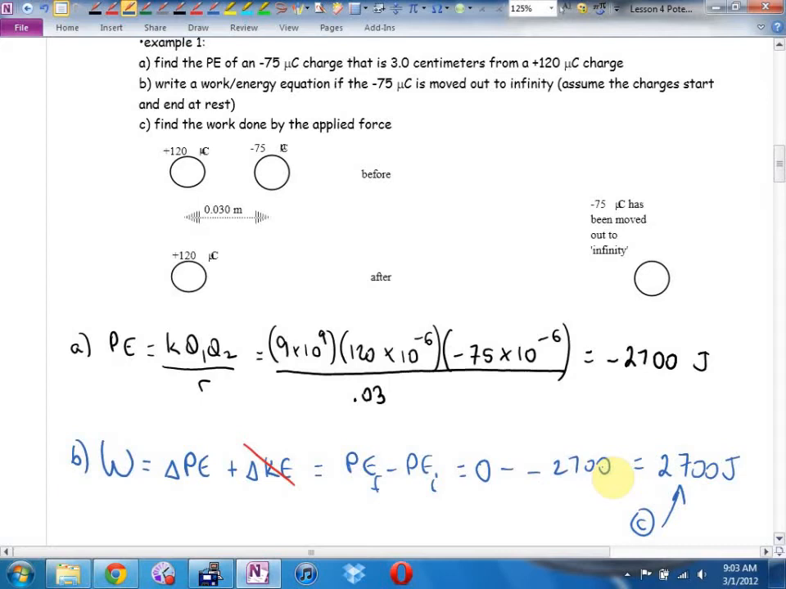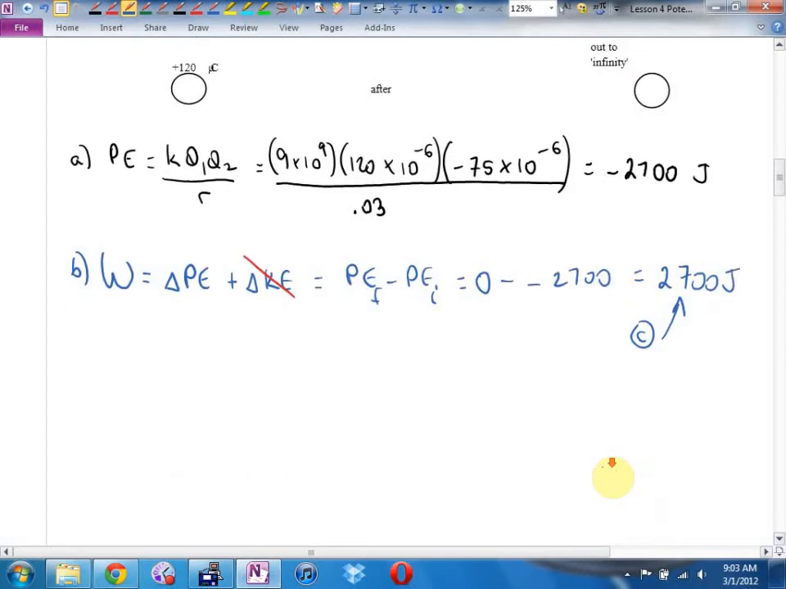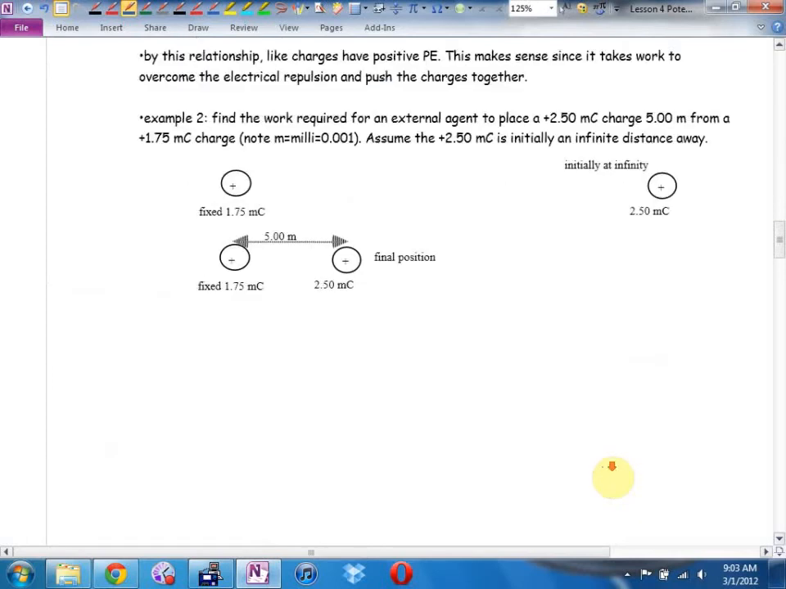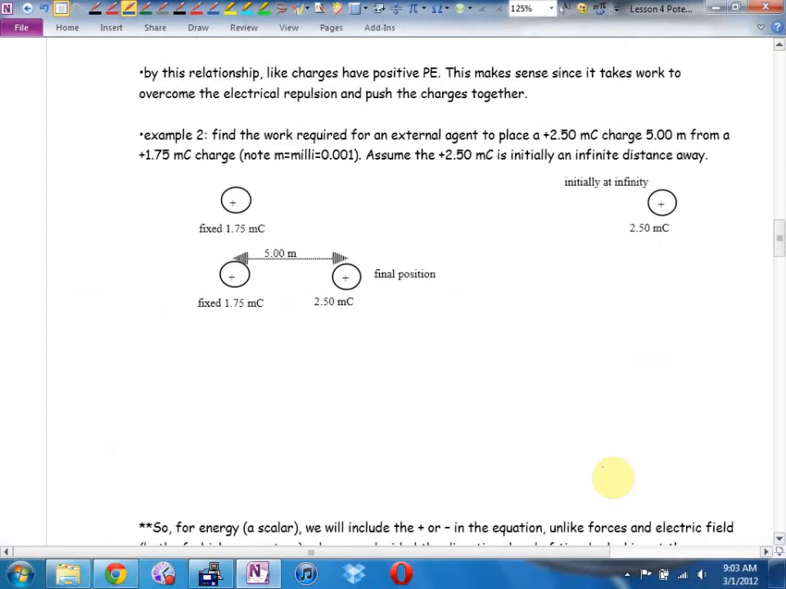But for scalars in this unit, you have to put the plus or minus in. And that's going to make a huge difference to your final answers sometimes. We'll write this down somewhere. So if you did write that down already, great, but we'll actually put this down later. By this relationship, turn the page.